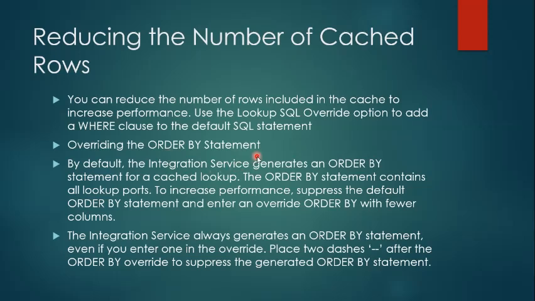Overriding the order by statement. By default, the Integration Service generates an order by statement for a cache lookup. The order by statement contains all lookup ports. To increase performance, suppress the default order by statement and enter an override with fewer columns. The Integration Service always generates an order by statement even if you enter one in the override. Place two dashes. So dashes are also important.